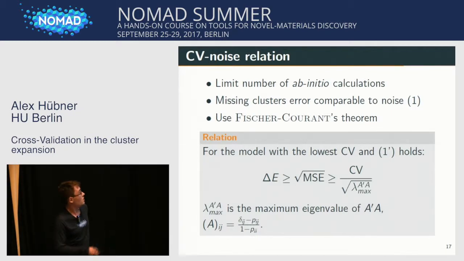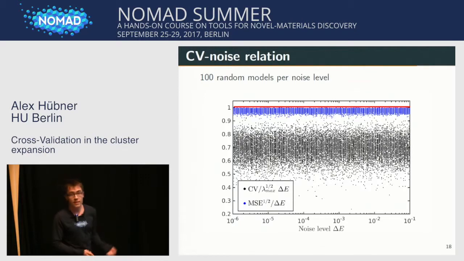Using Fisher-Cochran's theorem then leads to the following relation: for the model with the lowest CV and this criterion, the average noise level has to be bigger or equal than the root mean square error that we find. And this is then a tool to, as I said, break off the number of ab initio calculations. Here you can see the numerical proof of this relation, where each point corresponds to one model with 9 parameters and numerous data points. And you can see that these quantities, which should be smaller than 1 due to the relation, are indeed smaller than 1.